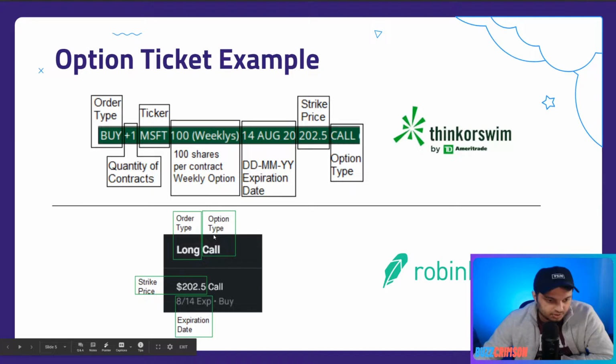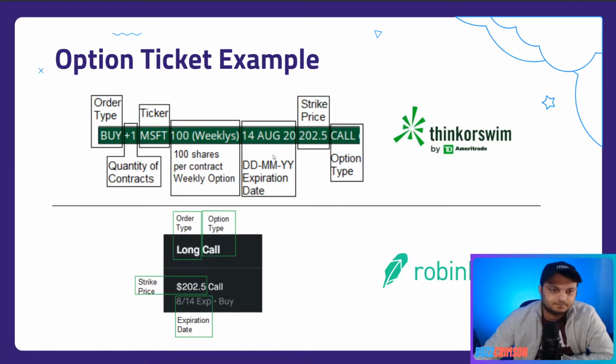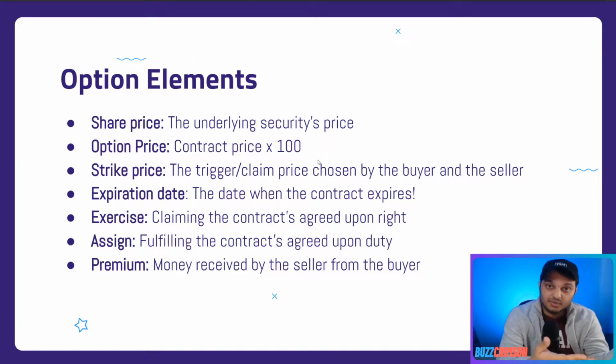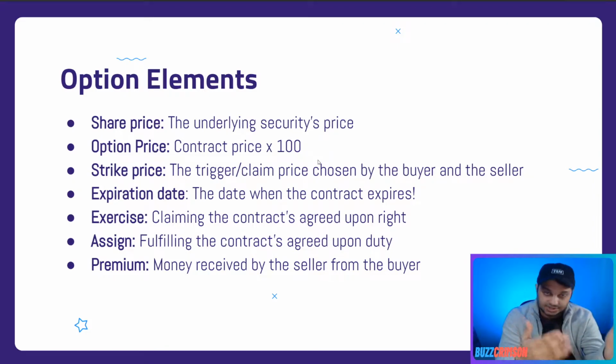In the bottom, same story, just presented in a different way. Okay, let's go. So a little more detail about what we saw on the last page. Share price. These are the things that you're going to need to know when you trade an option, okay? Share price. In the example I used, Microsoft's share price is the share price.